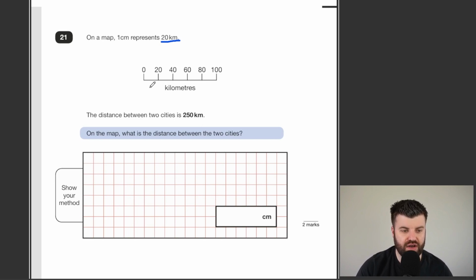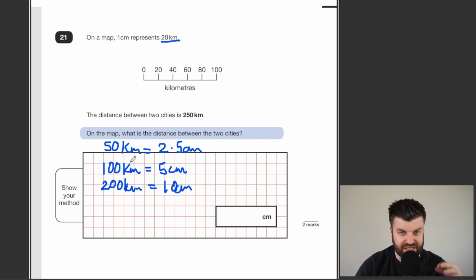Well, we know, for example, that for it to be 100 kilometers, that's going to be 1, 2, 3, 4, 5 centimeters. Cool. So for 200 kilometers, we're going to double that. That means it's 10 centimeters. Nice. But I want 250. So how can I work out what 50 kilometers would be? Well, if I have 100 kilometers, I can half it. What's half of 5? That's 2.5 centimeters.